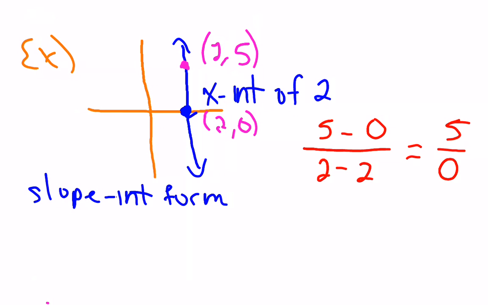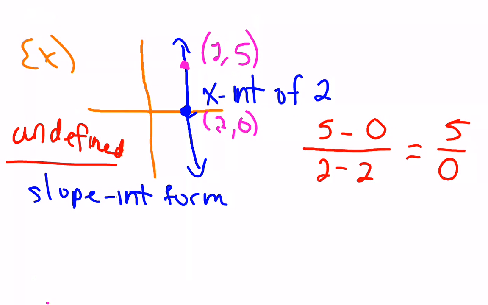What happens if I take 5 divided by 0? Remember, you can always put it in your calculator to see what happens. Well, I will assure you that when I plug this into my calculator, it will tell me I have an error, right? We can't divide by 0. So in this case, the slope on this one is actually considered undefined. Okay? It has an undefined slope.